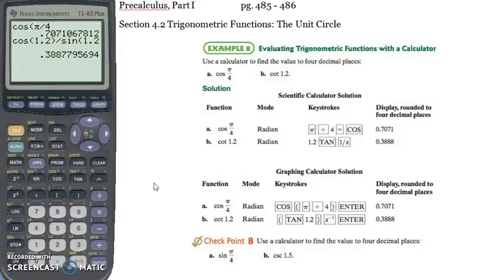The reciprocal identity would be 1 over the tangent. So we could also do 1 divided by the tangent of 1.2, and we should get the same answer. Okay, and then make sure that you're rounding correctly, because this is greater than a 5. You're rounding that to an 8, and that would be the answer.